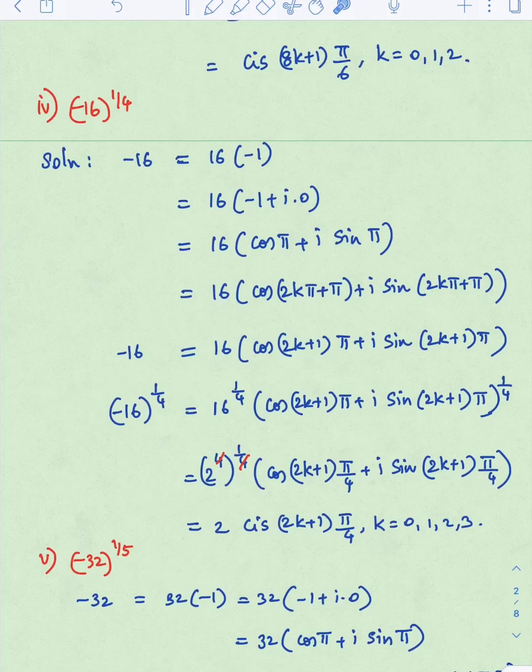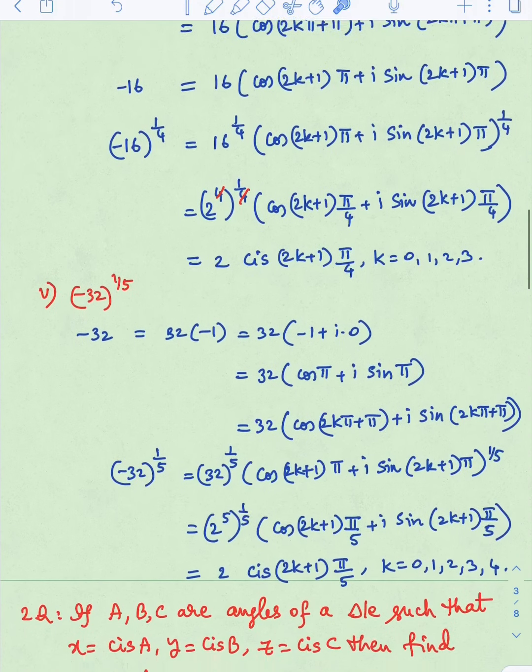Here what is there in power? 1 by 4, so the fourth root is required. Fourth roots means 4 roots: 0, 1, 2, 3. Substituting 0 in place of k, you get the first root. If you put 1, you get the second root. If you put 2 and simplify, you get the third root. If you put 3, you get the fourth root. Okay, like that.